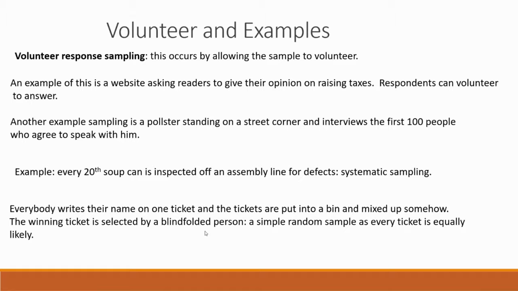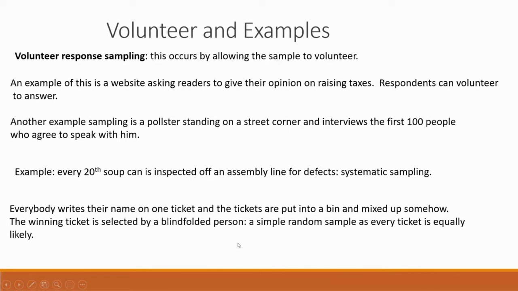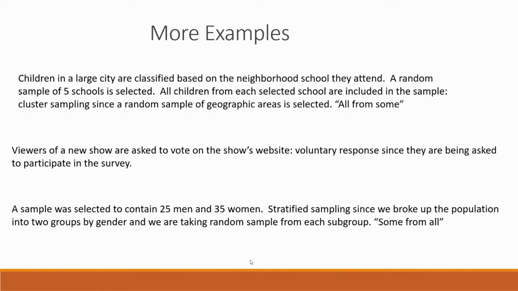Or here's another example where everyone writes their name on a ticket. The tickets are put into a bin, they're mixed up somehow, and someone chooses a ticket at random. They could blindfold the person or whatever, and the tickets are set up so that there's no way to tell by feeling which ticket is which. All the tickets are exactly the same. This would be a simple random sample because each of the tickets is equally likely. Okay, so that was just some examples here. Here's some other examples. Again, it's good to do some examples.